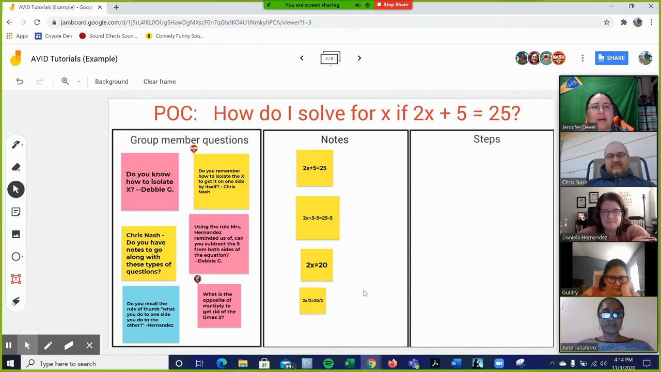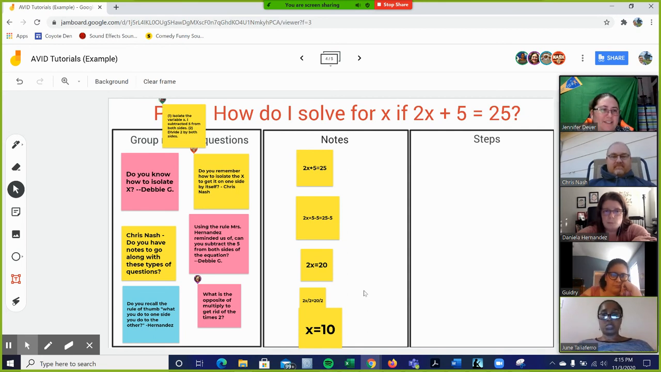So let's go back and let's talk about our steps. So Ms. Talaferro, what was the first thing that you did? The first thing I did was, my goal was to isolate the variable, the x, step 1. So I subtracted 5 from both sides. Okay. Okay, and then I divided by 2 on both sides. And then that isolated x. Okay.